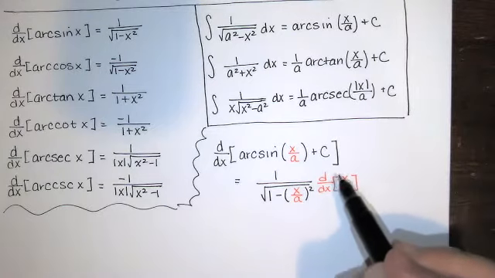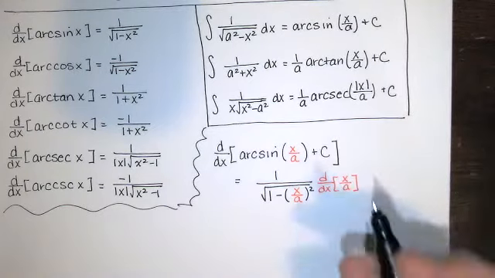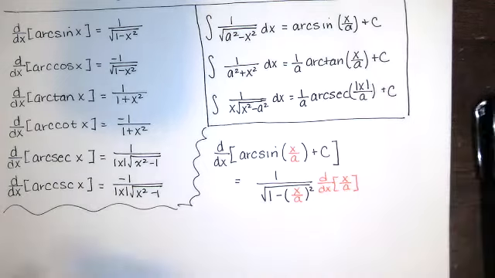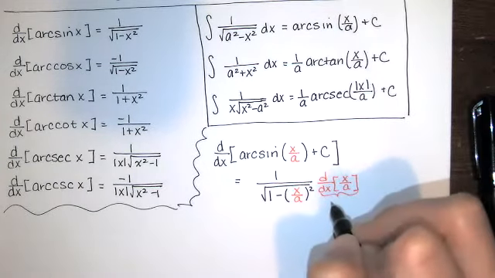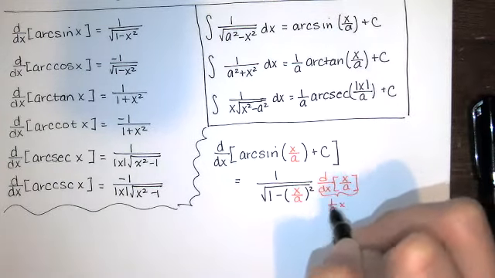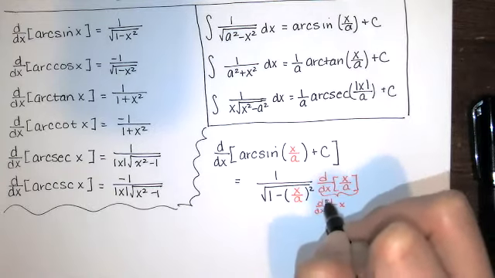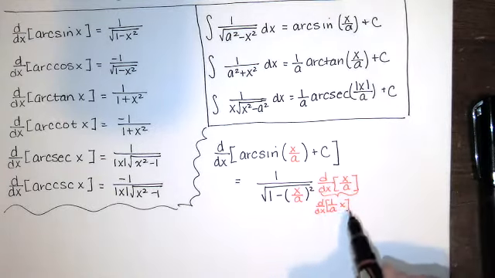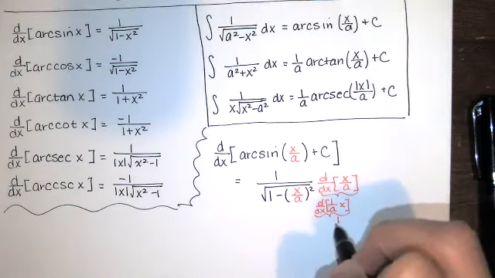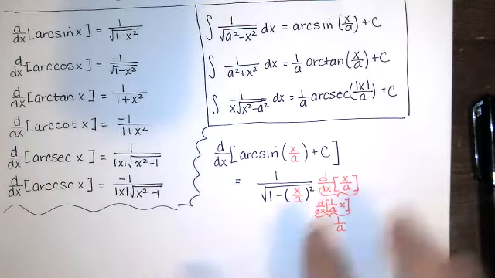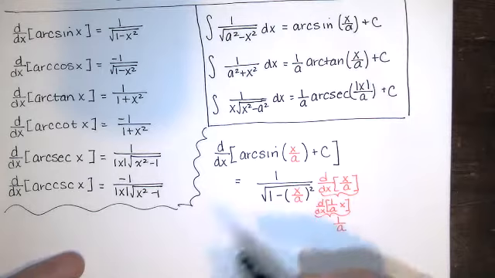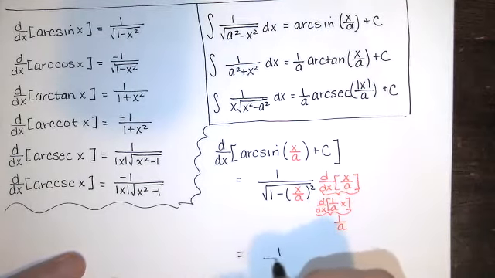Now this is a constant, it's 1 over a times x. So you're taking the derivative of a constant 1 over a times x. The derivative of a constant times x is just the constant, that's 1 over a. And the derivative of c is 0. So we end up with this.